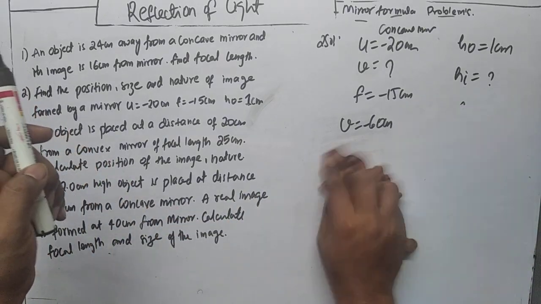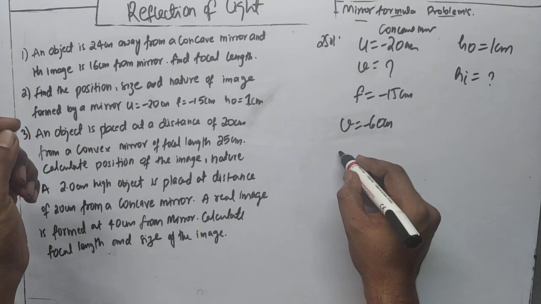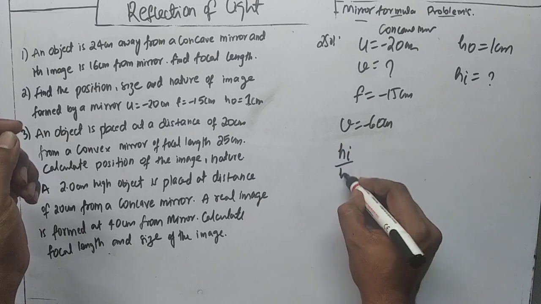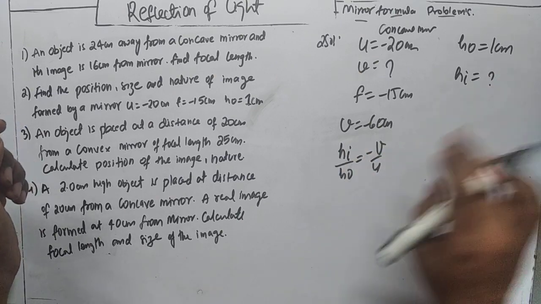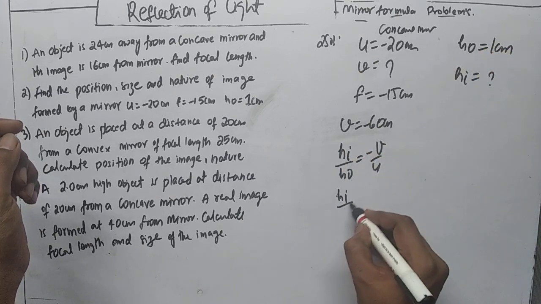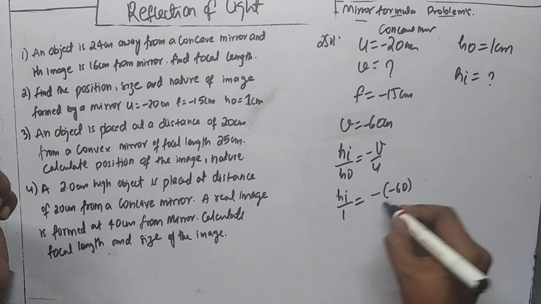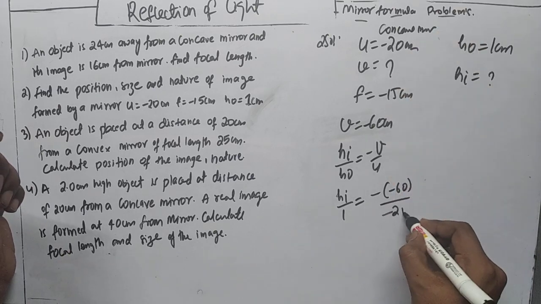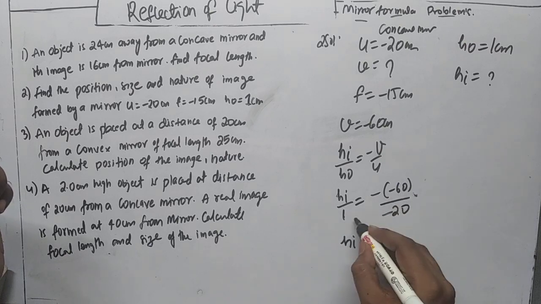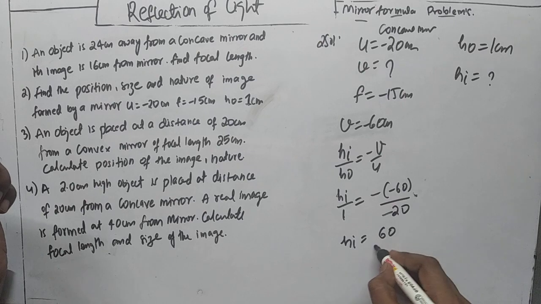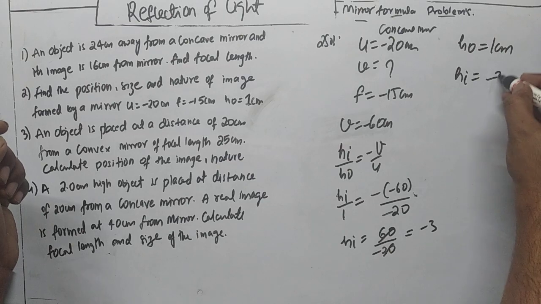Next, as I told you, whenever you have to find the height of the image, we use the magnification formula. Magnification is height of the image by height of the object is equal to minus v by u. Height of the image is to be found, and the height of the object is 1. So hi by 1 is equal to minus of minus 60 by minus 20. Minus into minus becomes plus, so 60 by minus 20, which is minus 3. So the hi value is minus 3.